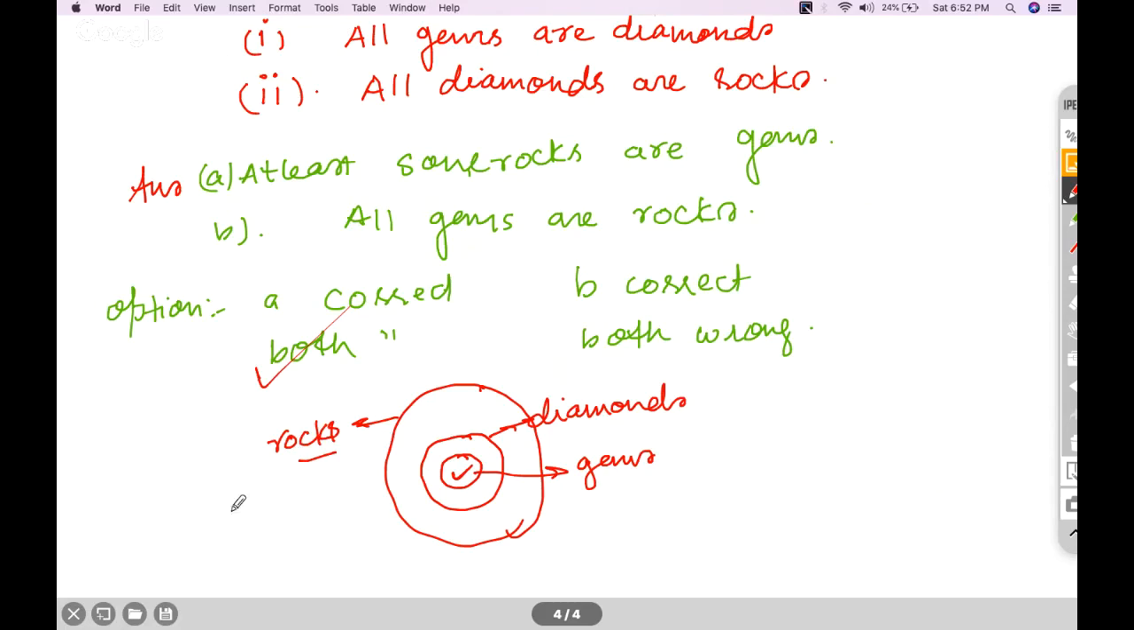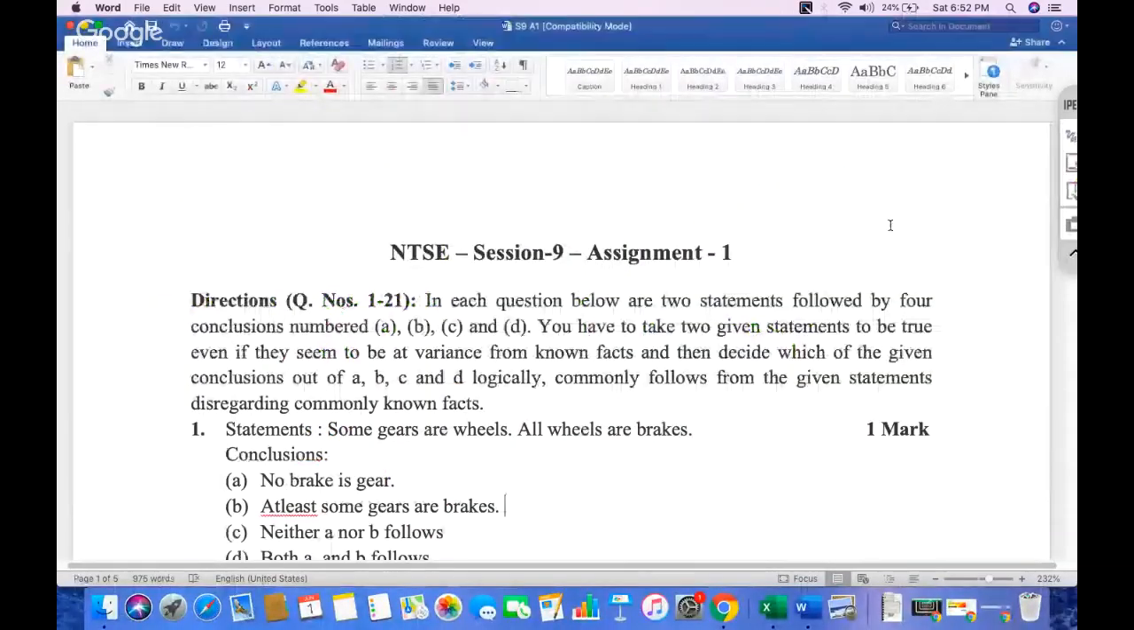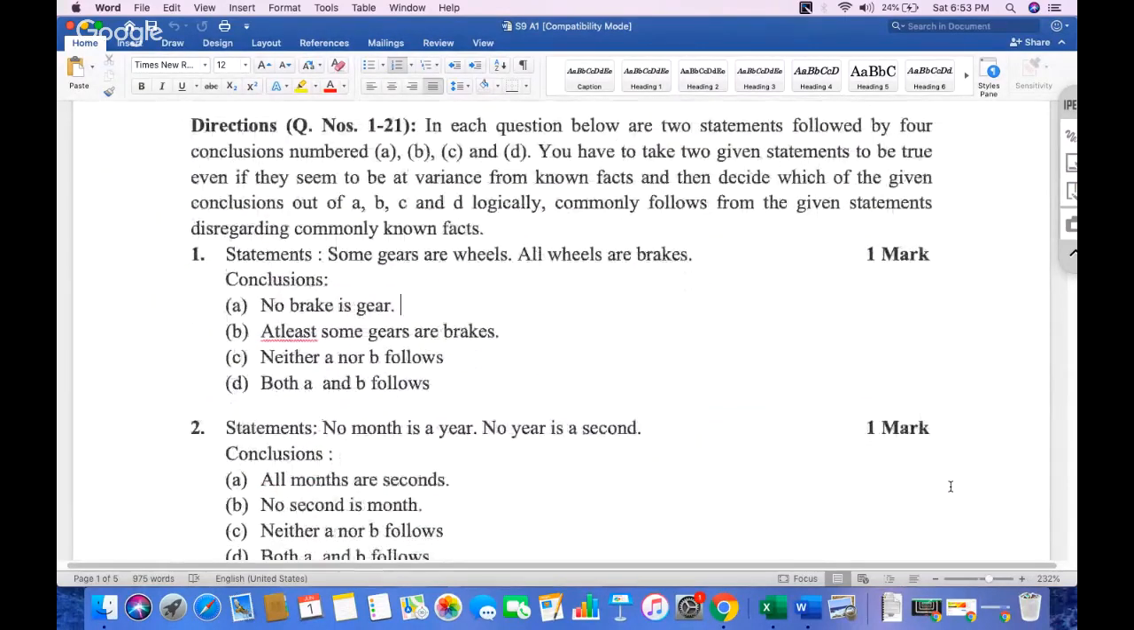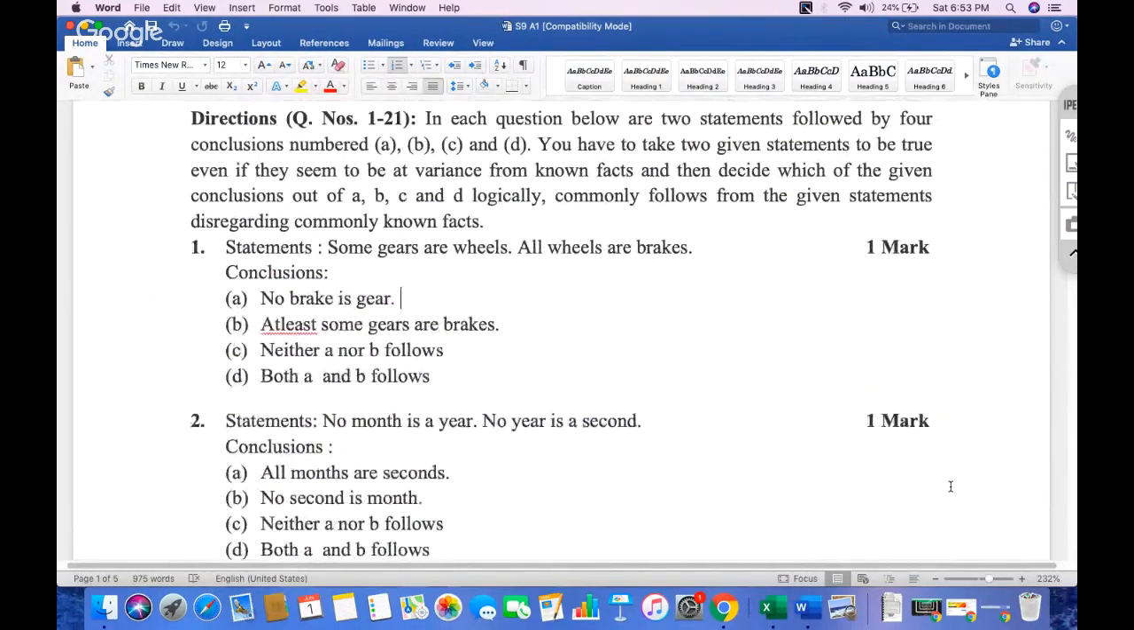So likewise, you can solve questions like this. Try one or two questions. We will solve other questions and then you will understand it. So try to solve the first question. Read the question and then try to answer.